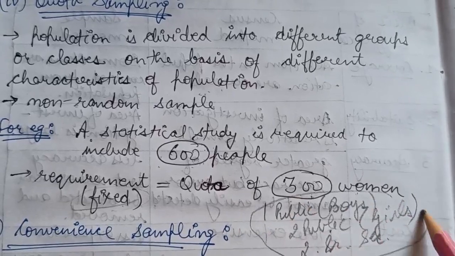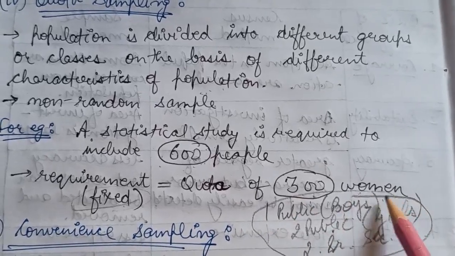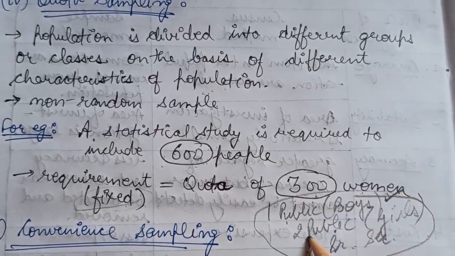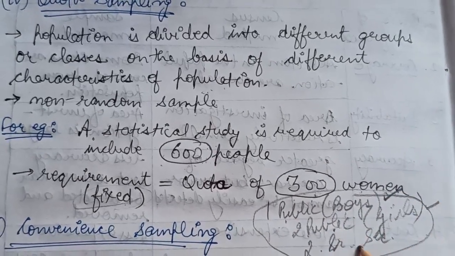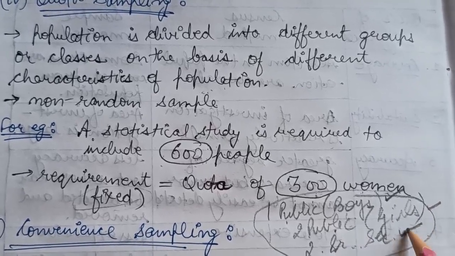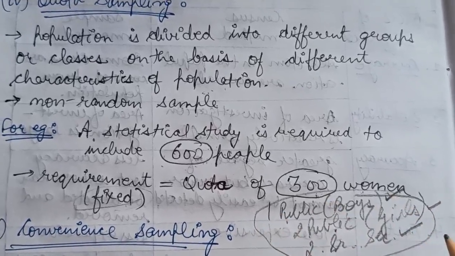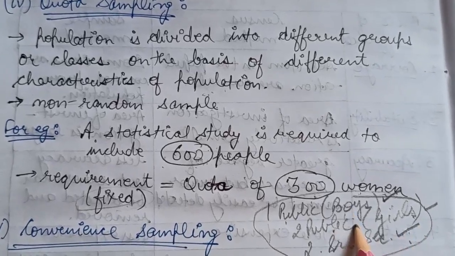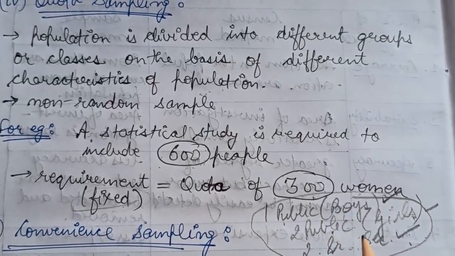This is the quota set by the investigator that I have to include one public school of boys, two public schools of girls, and two senior secondary schools in my study, and I have to base my study on these selected quotas. So this is the quota sampling, in which quotas are fixed by the investigator.